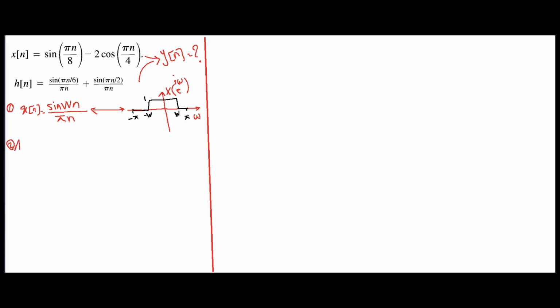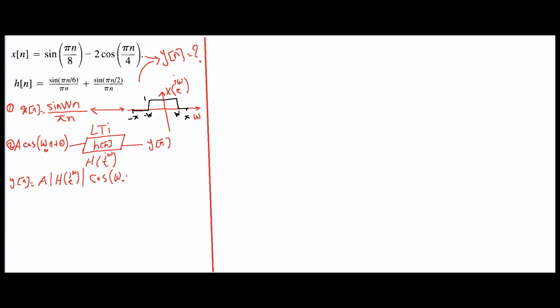The second point is that if the input of an LTI system is of the form cosine or sine of (ω0 n + θ), then the output will also be a cosine or sine signal with the same frequency. However, the amplitude will be multiplied by the magnitude of H and the phase will be equal to the original phase plus the phase of H, as shown.